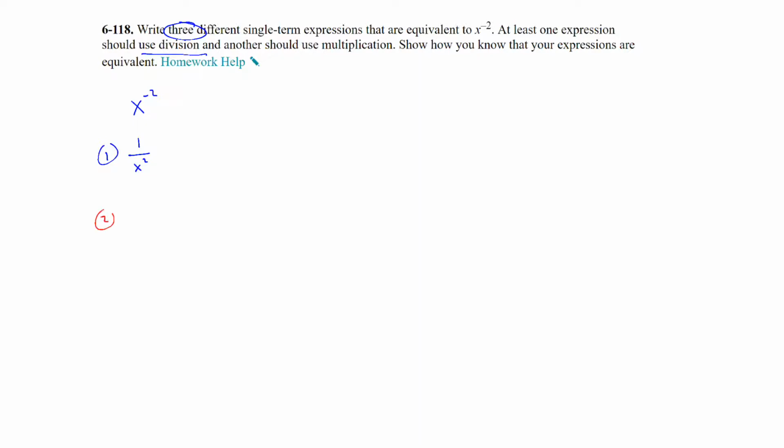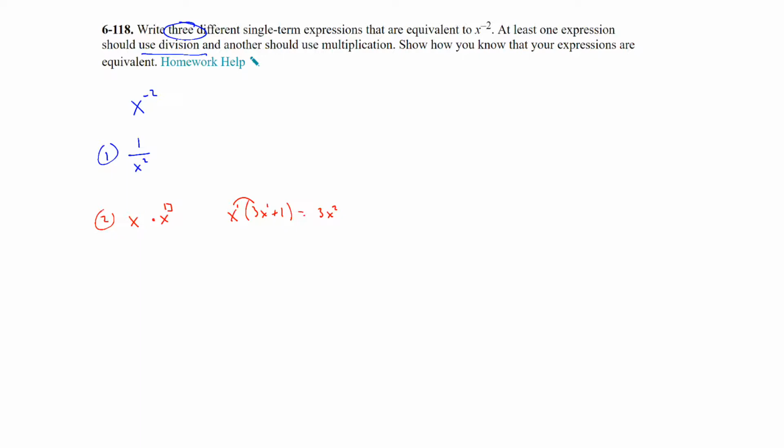Number 2, how could we use multiplication? So when we multiply, what are we supposed to do with our exponents? If you forget, remember when you take x times 3x plus 1 and you distribute, x times 3x is 3x squared. So what did you do with the exponents? You added them. So what two numbers could you put here so that when you add, you get -2?